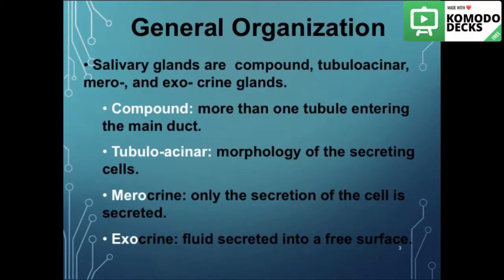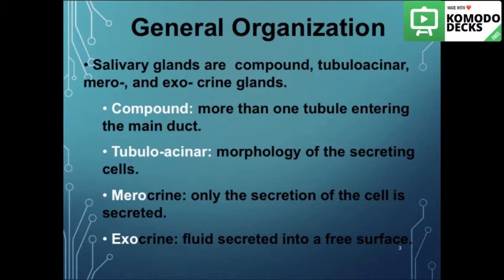The salivary glands. The salivary gland is relating to the saliva, which is the watery product in your mouth. A gland is a secretory tissue. They are compound, tubuloacinar, merocrine, and exocrine glands. The crine means also relating to secretions. We will be detailing each of these terms individually.